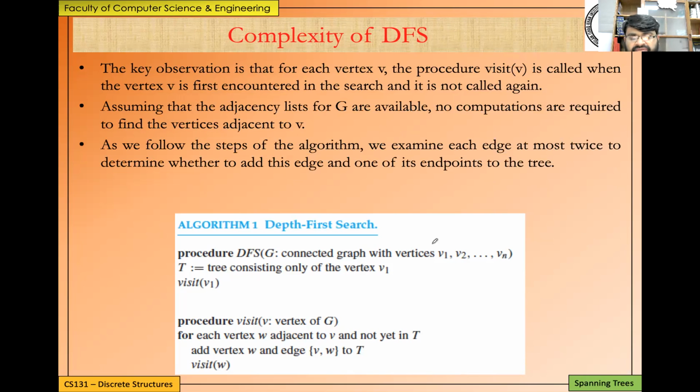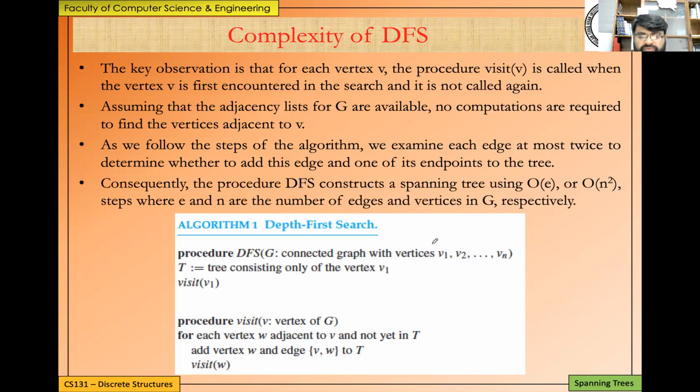And as we follow the steps of the algorithm, we examine each edge at most twice to determine whether to add this edge and one of its endpoints to the tree. Consequently, the procedure DFS constructs a spanning tree using big O of E or big O of N squared steps, where E and N are the number of edges and vertices in G respectively. So this is going to be a polynomial expression, and it's going to work in either big O of N squared or big O of E, since the sum of degrees is twice the number of edges.